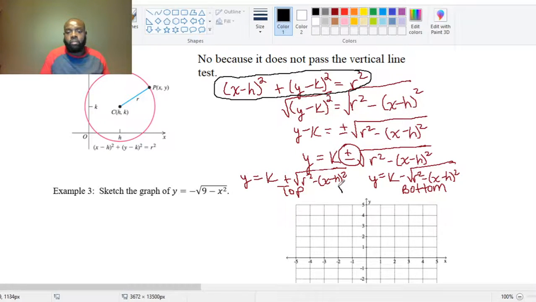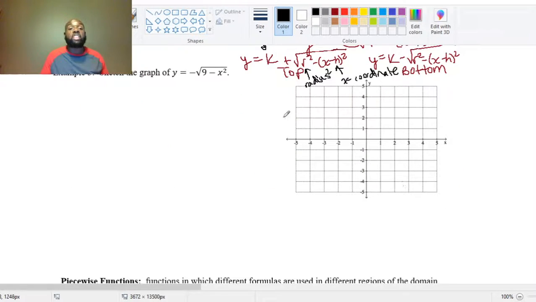Remember, this is your x coordinate of your center. This is your y coordinate of your center. And this is your radius. R equals your radius, but it's sitting there squared, right? So r squared is your radius squared. So if I want to sketch the graph of a semicircle, it would look like an equation like this.